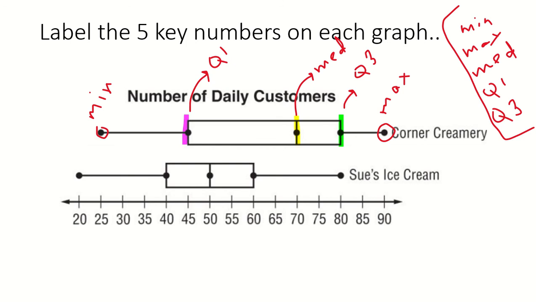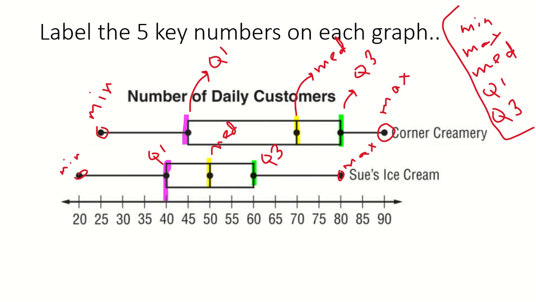Why don't you do the exact same thing for Sue's ice cream and compare it with me? Pause the video, try it by yourself, and then compare with me. All right, here's our minimum. Here's our maximum. I'm going to put the median in yellow, quartile 1 in purple to match with the other one, and quartile 3 for green. So Q1, Q3, median, and that's it. This is good practice, guys.